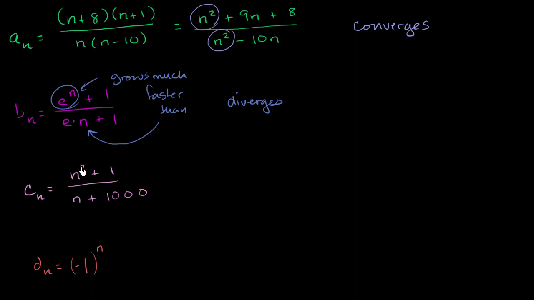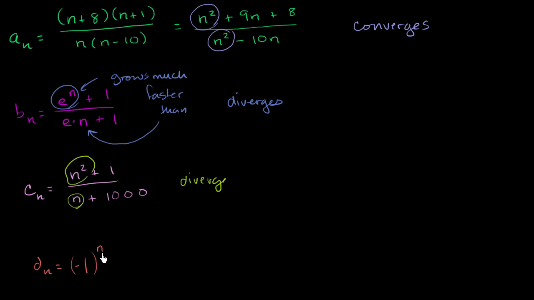Now let's look at this one right over here. We have a higher degree in the numerator than we have in the denominator. N squared obviously is going to grow much faster than n. So for the same reason as the b sub n sequence, this thing is going to diverge. The numerator is going to grow much faster than the denominator. Or another way to think about it, the limit as n approaches infinity is going to be infinity. Now let's think about this right over here.